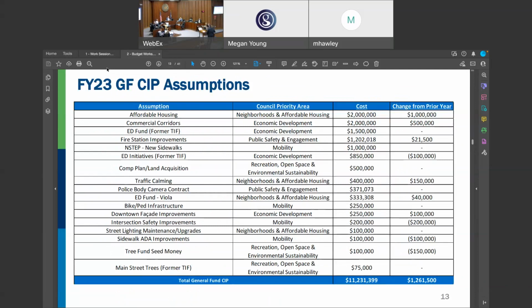We've had some conversations about some additional support for municipal court that will likely reflect at the next budget presentation.